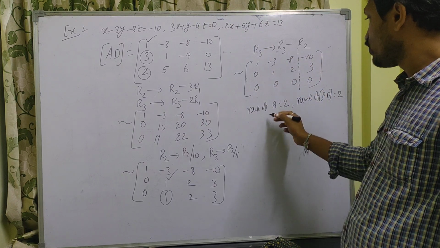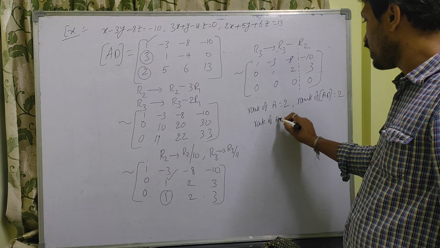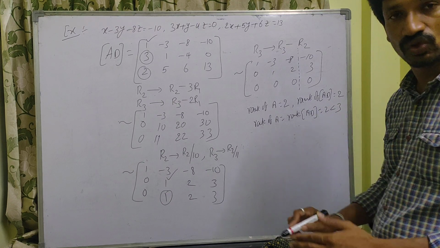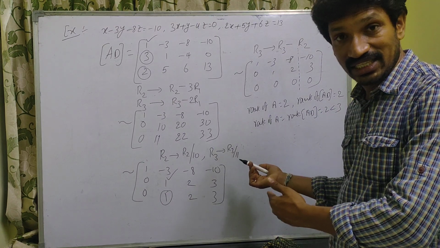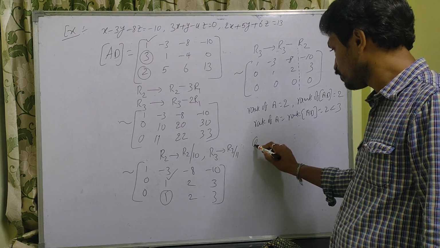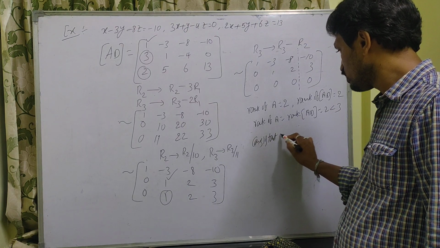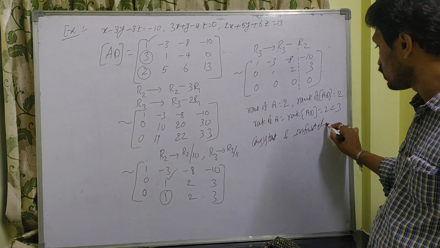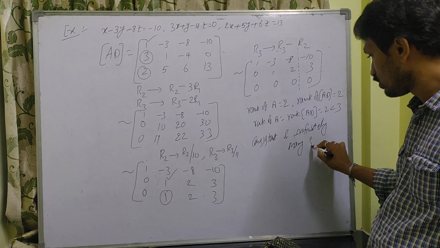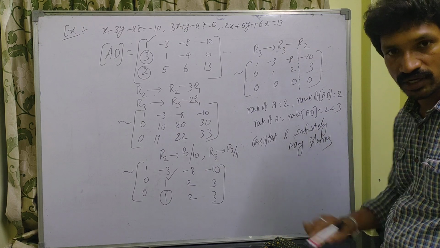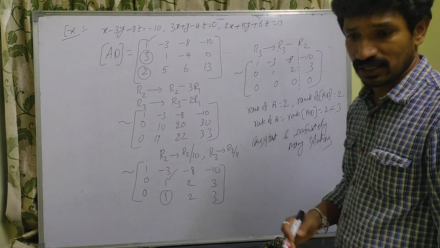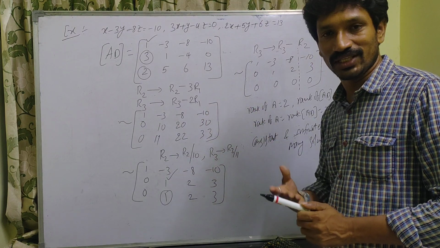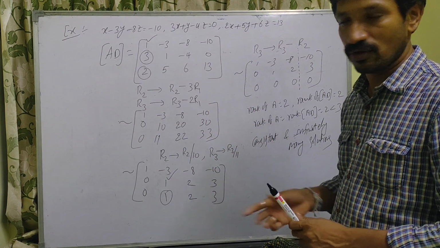So rank of A is equal to rank of AD is equal to 2, which is less than 3. So it is consistent and has infinitely many solutions. Consistent and infinitely many solutions. Clear? Take one more example and I will give the shortcut for this. Without using echelon form, we can do all these problems. I will explain later after the third example.